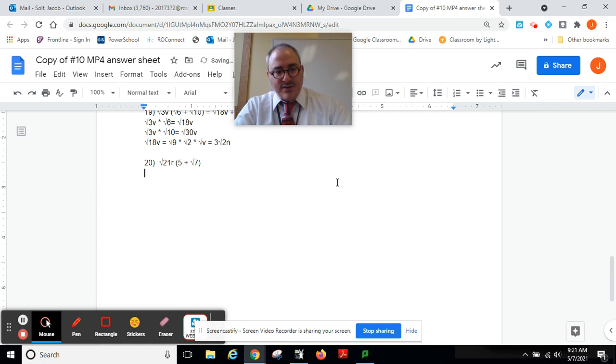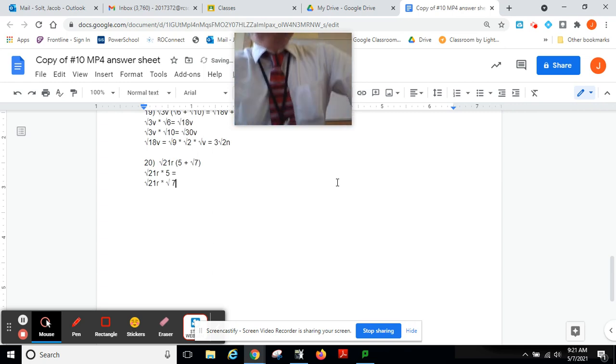Okay, so what am I going to do? I'm going to distribute across the parentheses, which means the square root of 21r times 5. I'm going to find out what that equals. Then I'll do the square root of 21r, can't forget that r, that's part of it, times the square root of 7.